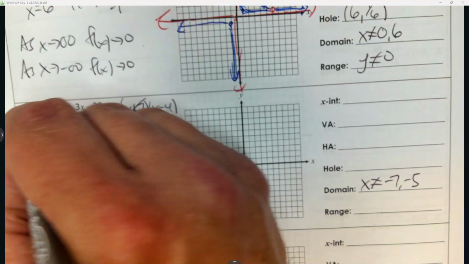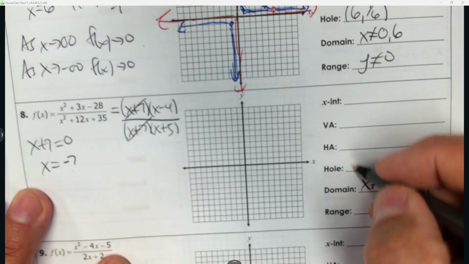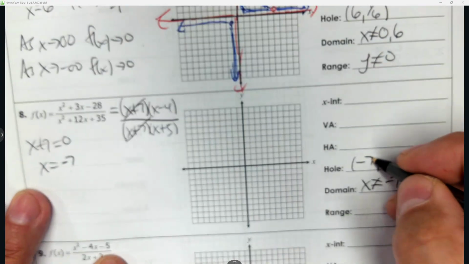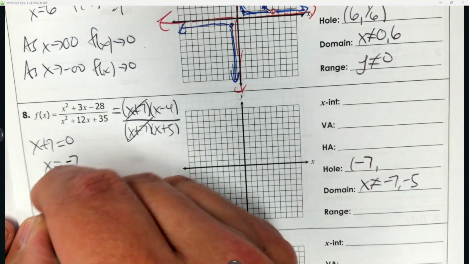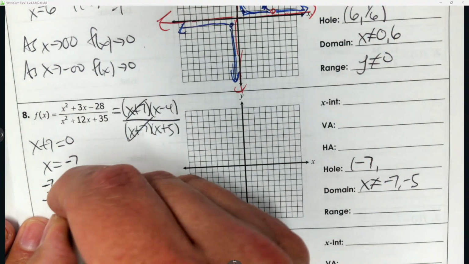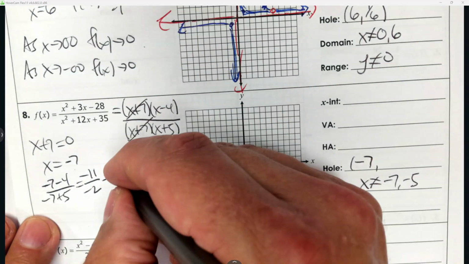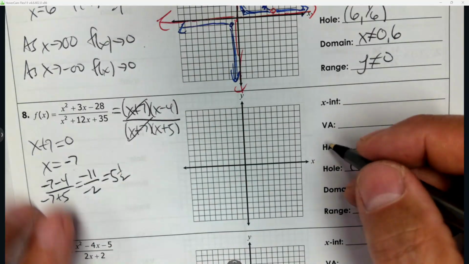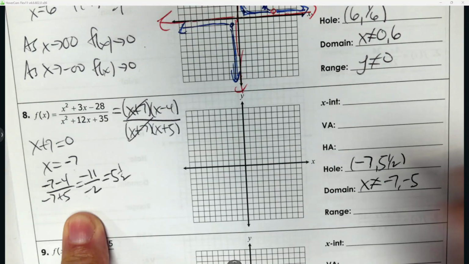Cross these out. So x plus 7, make it equal to 0. Subtract 7. So we have a hole at -7. Plug that back into here, and I get -7 take away 4 over -7 plus 5. So that gives me -11 over -2, which is like 5.5. A negative divided by a negative is positive. So that tells me where the hole is.